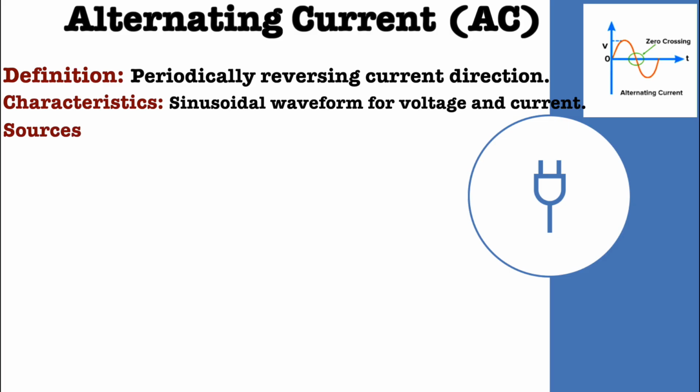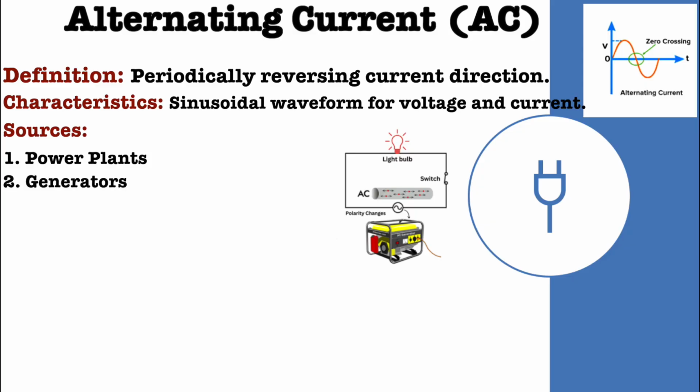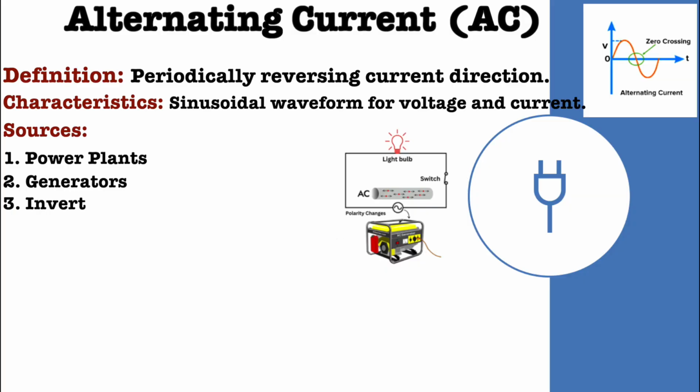Now we will understand what the sources of this AC power are. The first source is a power plant. AC is generated by the alternator in the power plant and is transmitted through the electrical grid to homes and industries. Another source of AC power is the generator. Portable and standby generators produce AC power for use in emergencies or at remote locations. Another source is the inverter, a device that converts DC into AC for use with standard AC appliances.